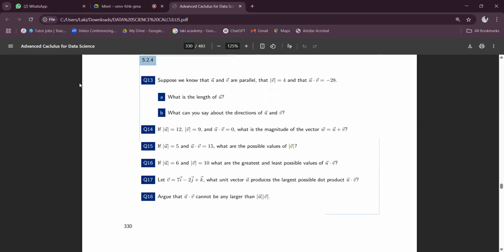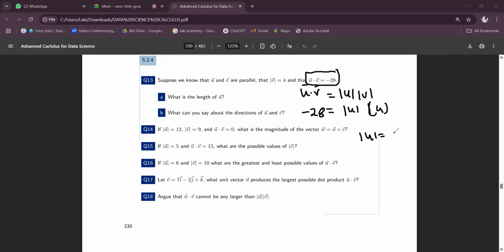See question number 13. Suppose U and V are parallel. Parallel means the cosine is one, so their dot product is equal to the product of their magnitudes, right? U dot V is minus 28, which is given. The magnitude of vector U is unknown, and the magnitude of vector V is 4. So the magnitude of U will be minus 7.